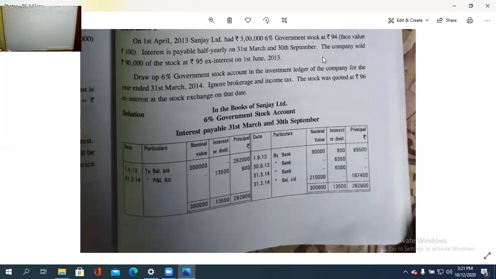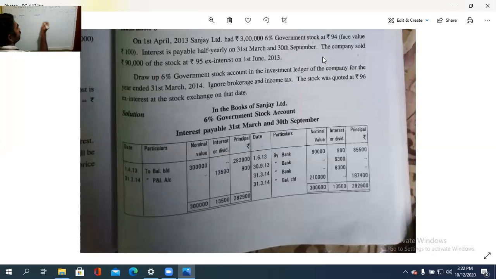So firstly, on 1st April, Sanjay Limited 3 lakh government stock at 94, face value rupees 100. So how much is it? 3 lakh by 100 is 3000. 3000 into 100 for the first case. So balance brought down, that is the opening balance, on 1/4/13. It is 3 lakh nominal, and for the principal value, 3000 into 94, so 2,82,000.